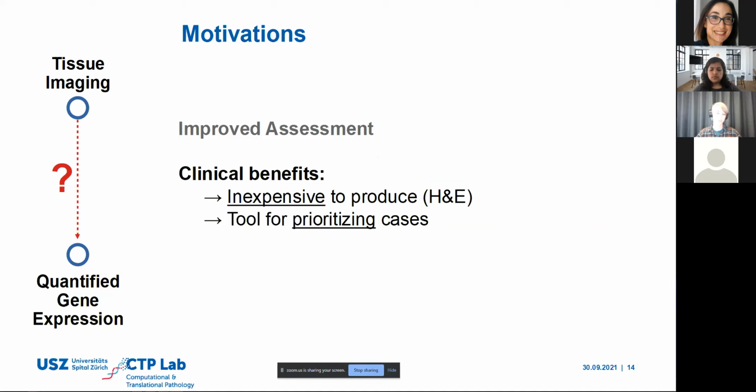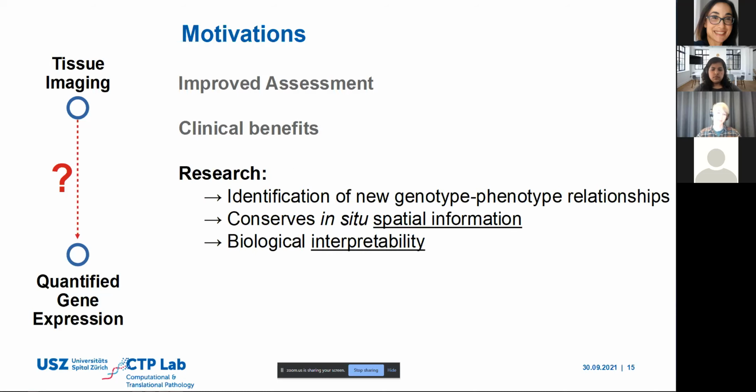Another point is the fact that H&E stained whole slide images are quite inexpensive to produce in comparison to complex molecular tests. And this is a solution to prioritize cases. And on top of that, finding such a relationship is an optimal way to find correlation between the morphological phenotypes and genotypical information. And by localizing and finding this relationship, this could give new insights for future research.